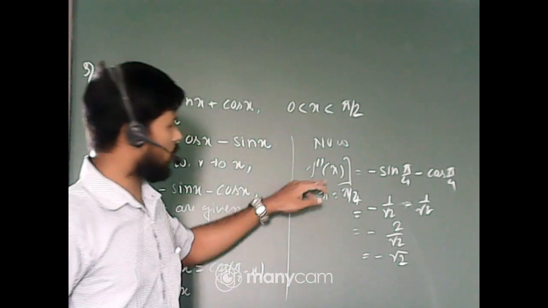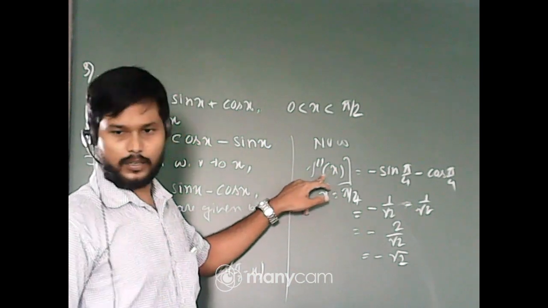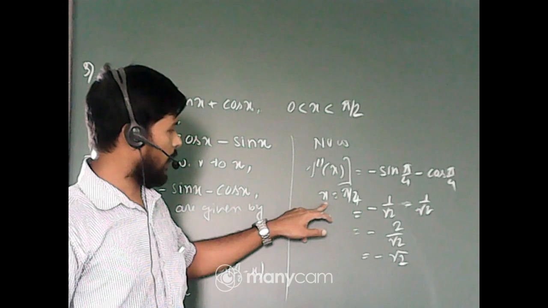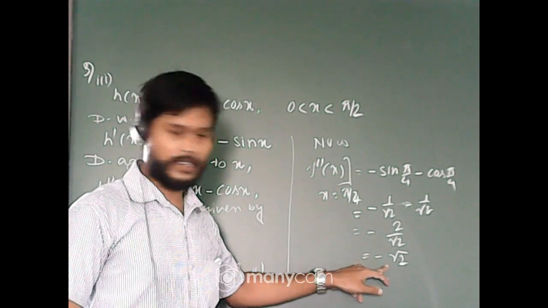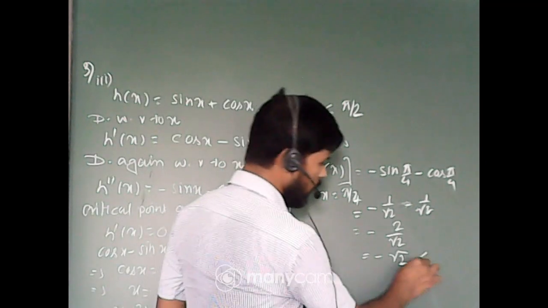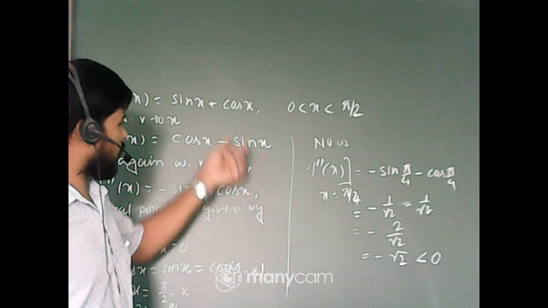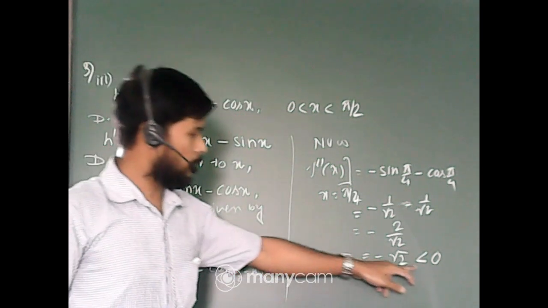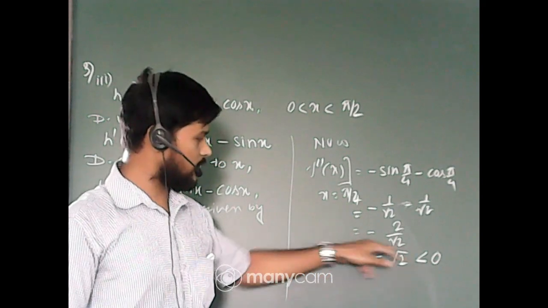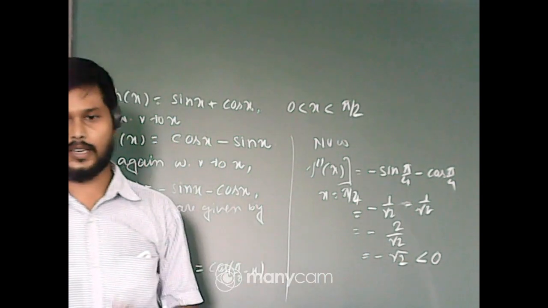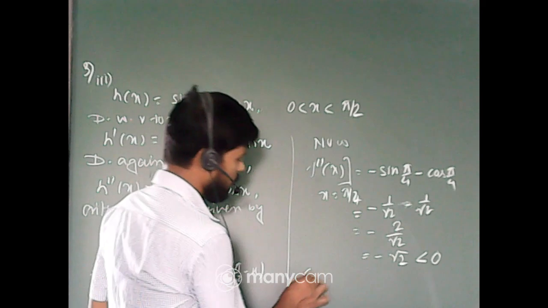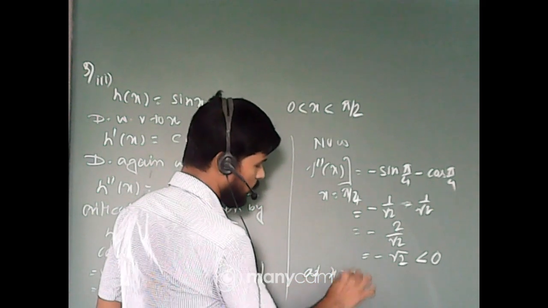So look, the value of the second order derivative at x equal to pi by 4 is less than 0. So what can we say? We say that the given function has a maximum value because it is less than 0. The given function has a maximum value at x equal to pi by 4.